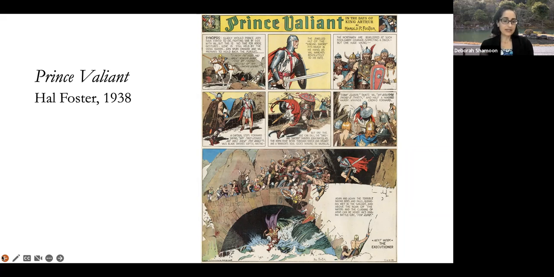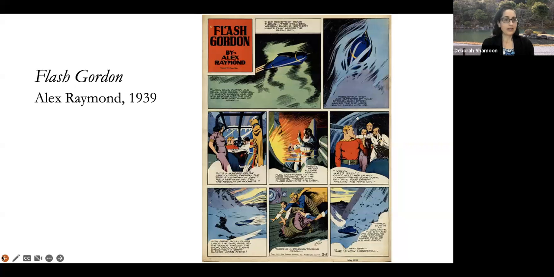Although the text here isn't contained in boxes, there's a clear third-person omniscient narrative voice, and all of the dialogue is in quote marks, as in a novel. Another feature of this style is that the text describes the image. So there's a dual layer of signification. And this is another similar example in Flash Gordon by Alex Raymond.